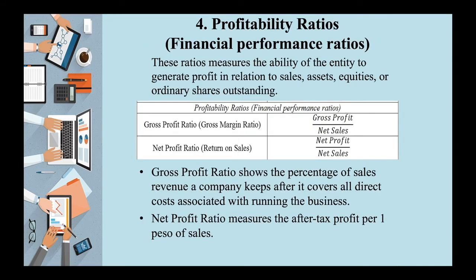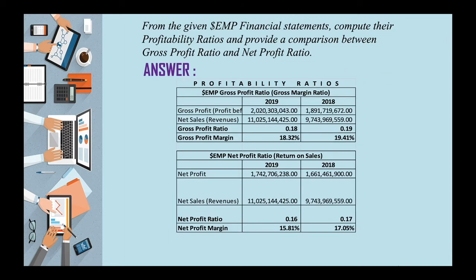Kasi nga, babalikan natin, net profit ratio measures the after-tax profit in every piso na sales nila. Magkano yung after-tax na profit nila. When we say after-tax, deducted na yung tax. And sabi doon, 0.16 saka 0.17 after-tax profit sa kada piso. And ayan, mas maliliit kapag naka-net profit ratio tayo. Okay, so that is the profitability ratio.